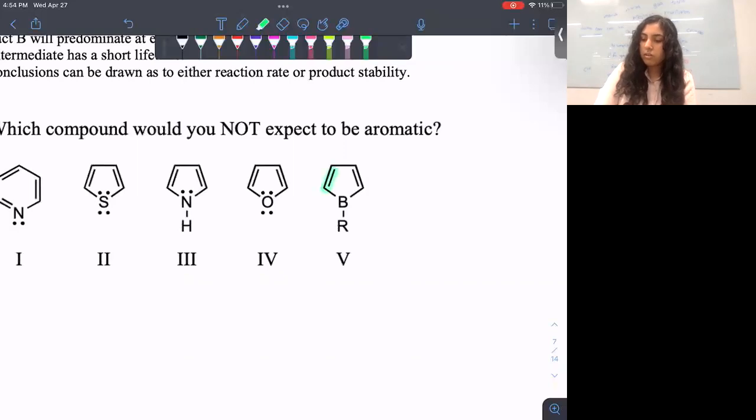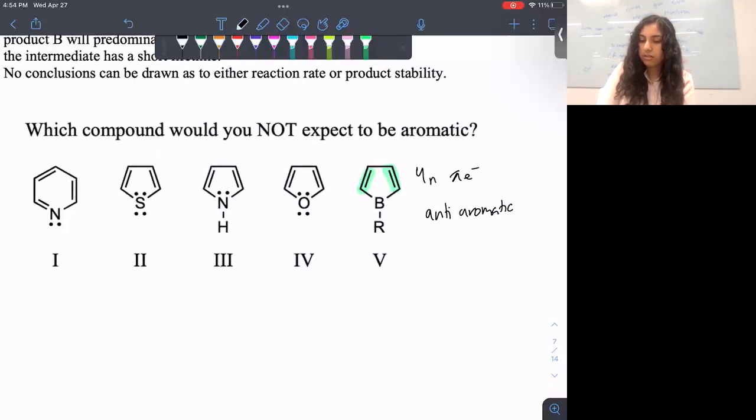So for this molecule, there's only 4 pi electrons. And then 4n pi electrons means the molecule is anti-aromatic. And then the rest are totally fine. They all have like 6 pi electrons.